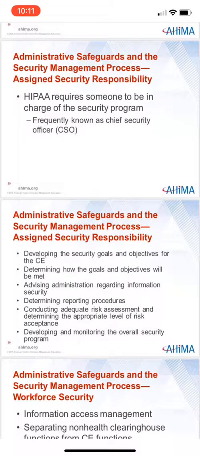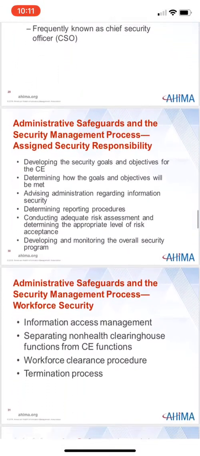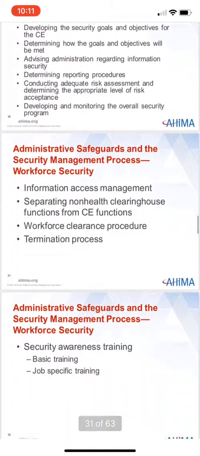The CSO works with others who assist in managing the covered entity security program. This individual must have a strong understanding of both technology and the business practices of the covered entity. All right, moving to workforce security. Policies and procedures should be in place to ensure that members of the workforce have appropriate access to EPHI for their jobs.